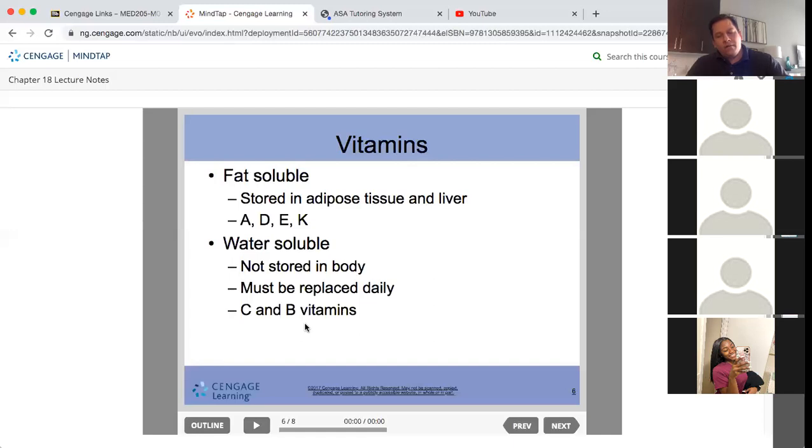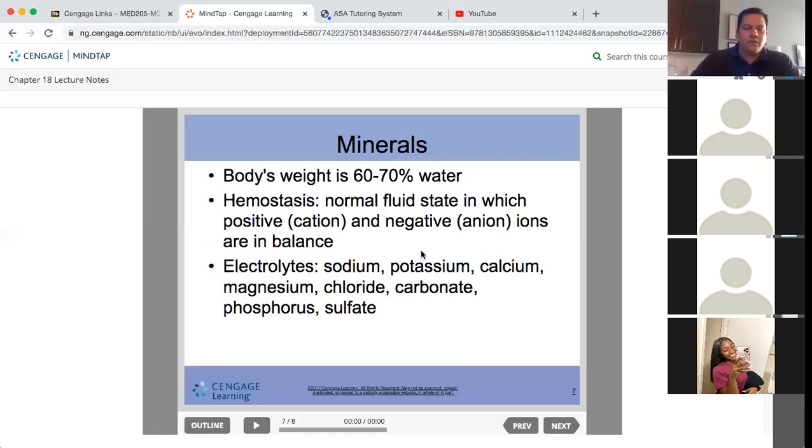Now let's talk about some minerals and their function, the food sources, and the indication because of deficiency, and also toxicity. Let's start talking about sodium.